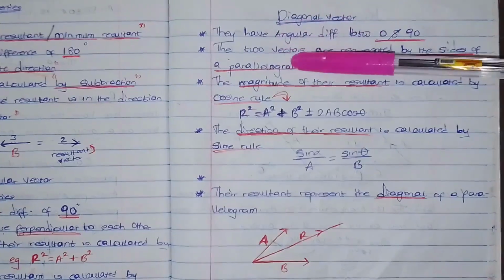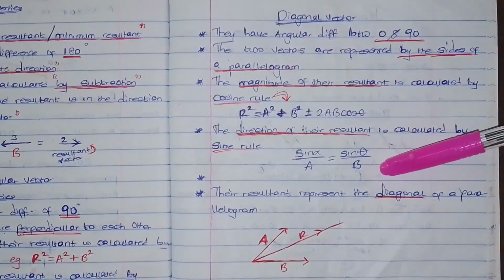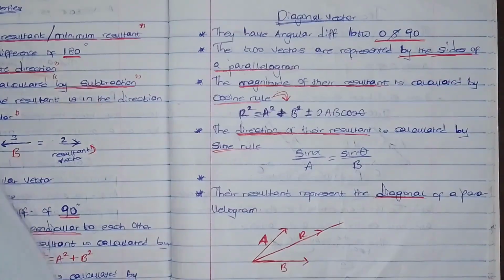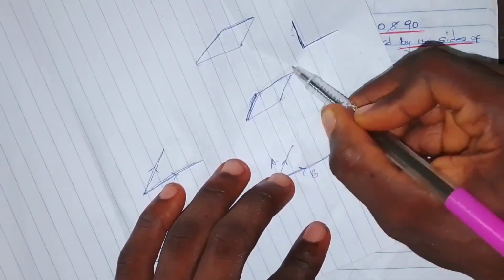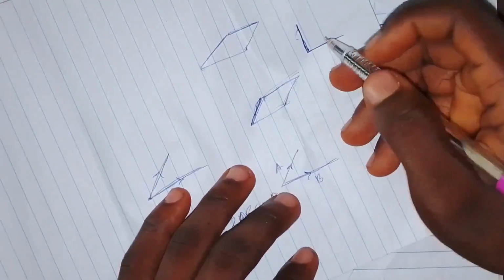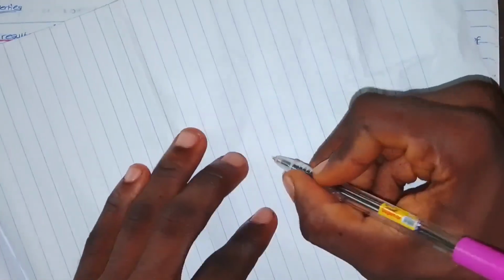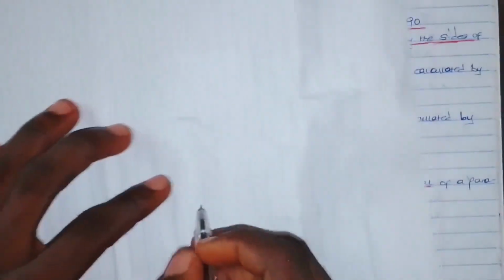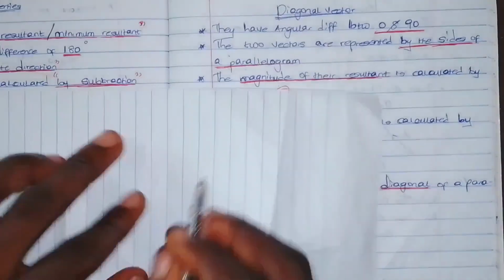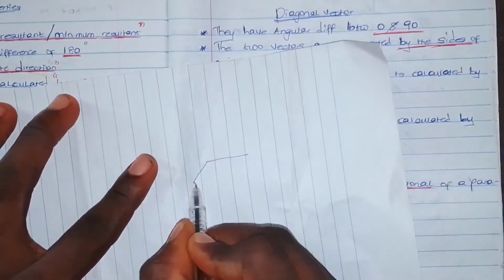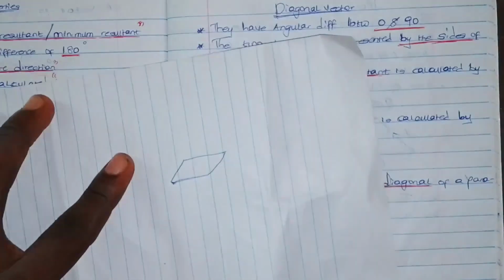Let's continue. The two vectors are represented by the sides of a parallelogram. Yes, by the sides of what? A parallelogram. This is what a parallelogram looks like. So the two vectors are represented by the sides of a parallelogram.